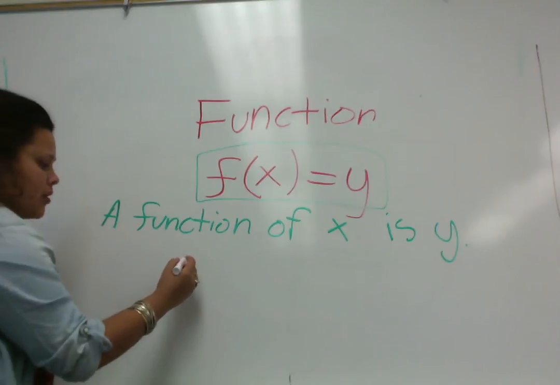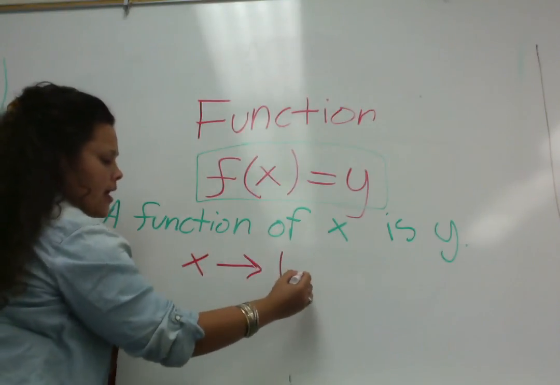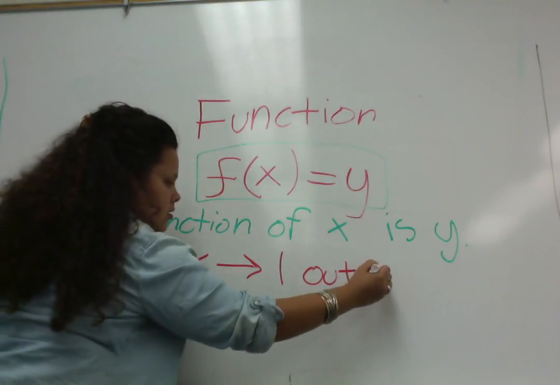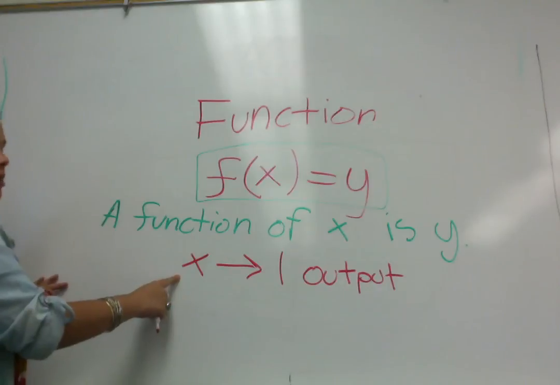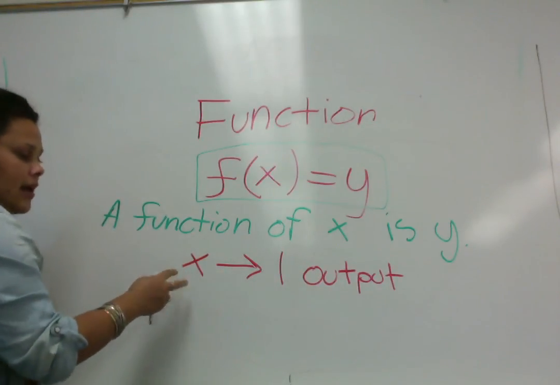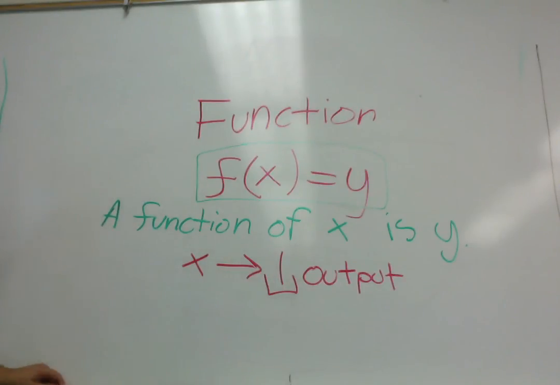For every input, there must be exactly one output. So every x must have exactly one output. This x cannot have two outputs, only one. Move on to the next slide and complete the examples.